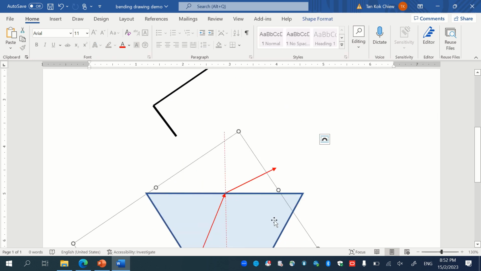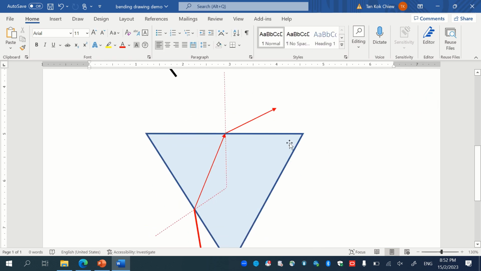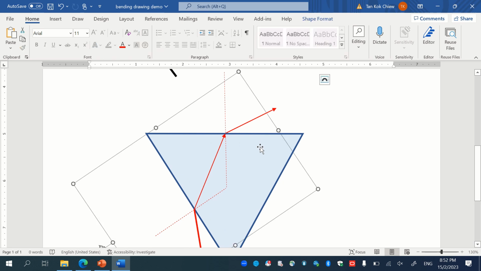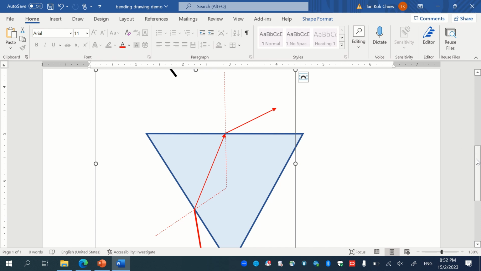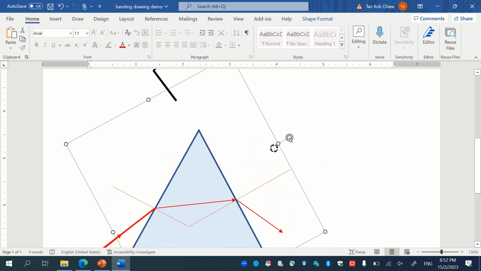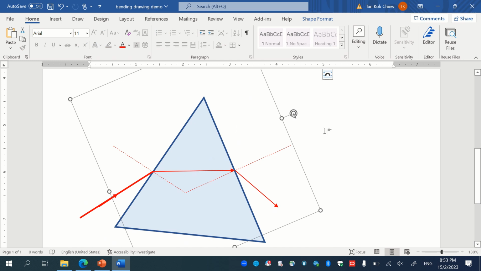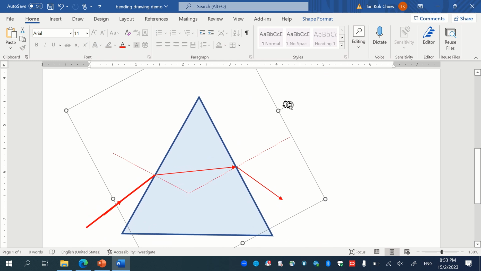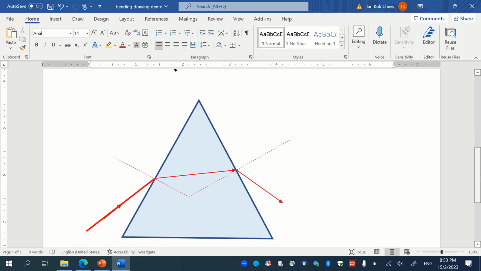So again, let me group the picture. Okay, group it. Now I turn the whole thing back to the triangle again. You will see that the diagram looks like that. When your paper shifts back to the original position, it will look like that.